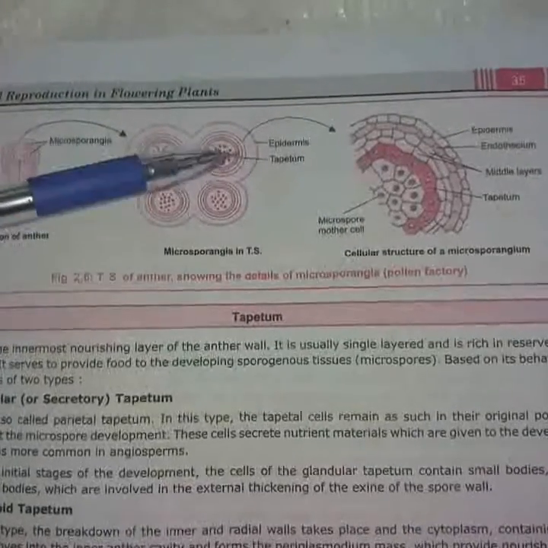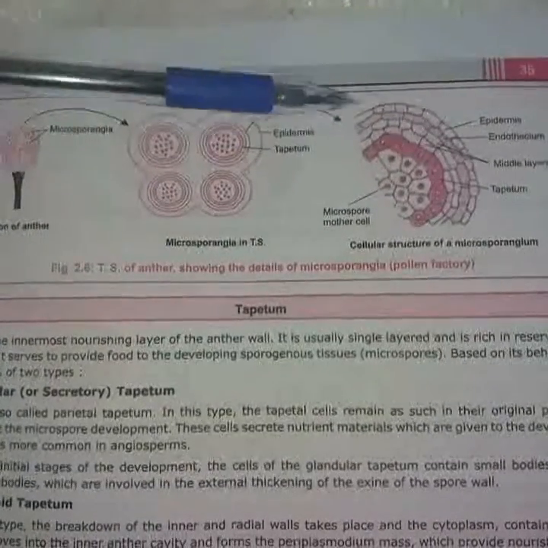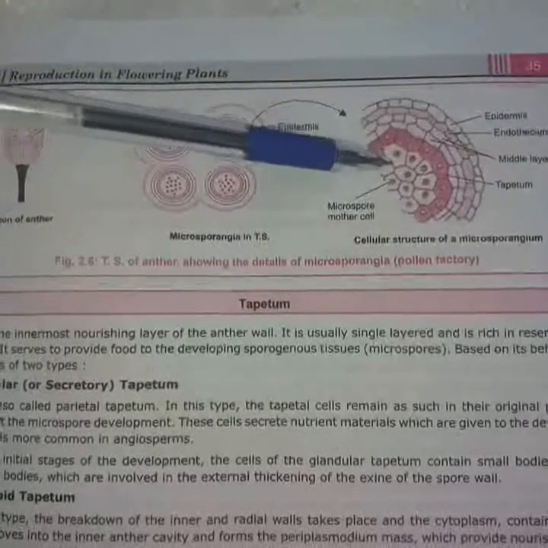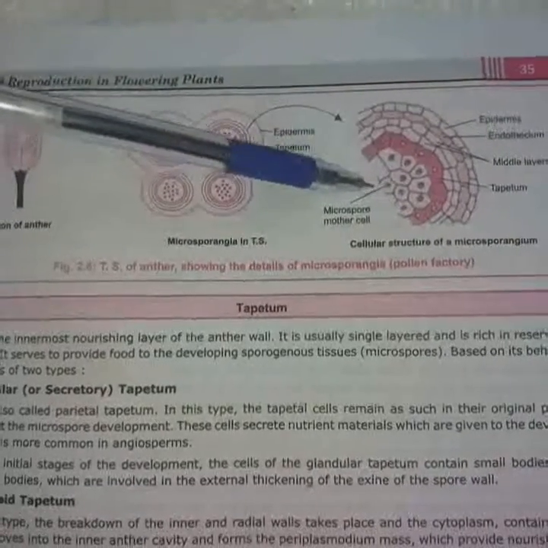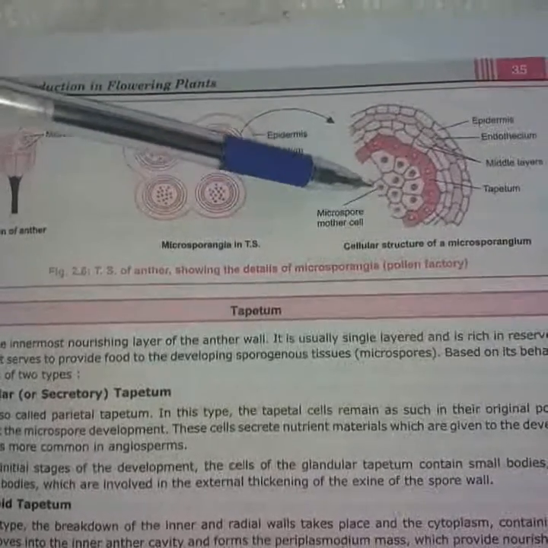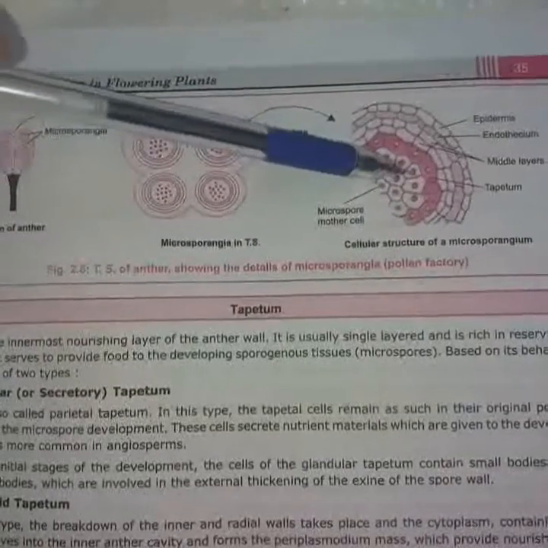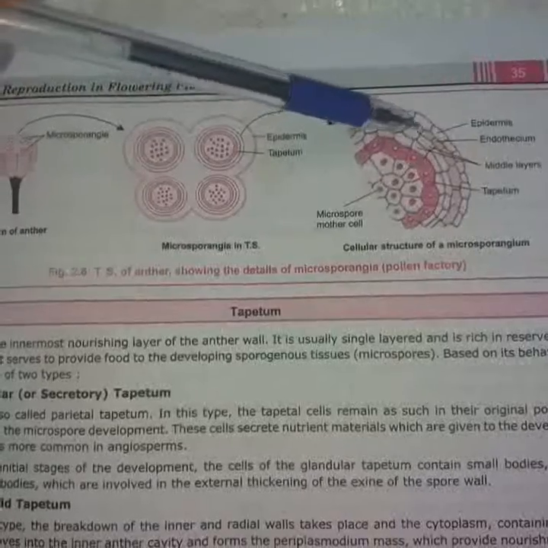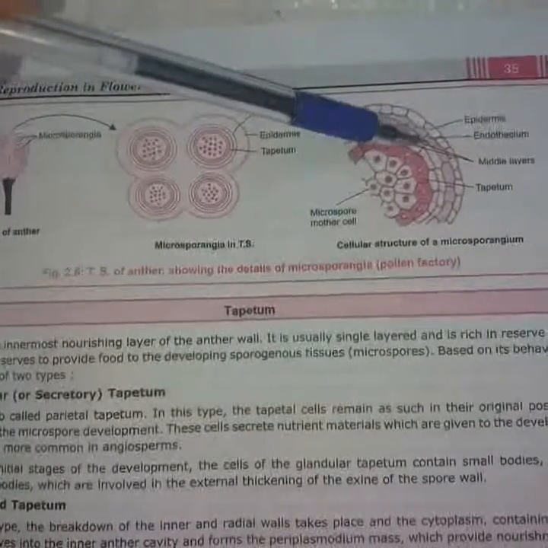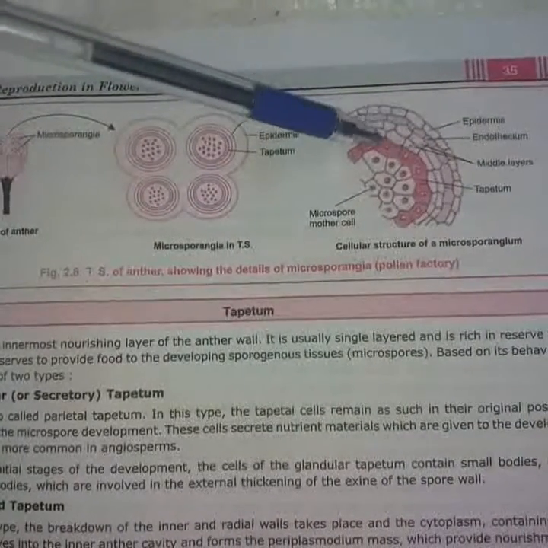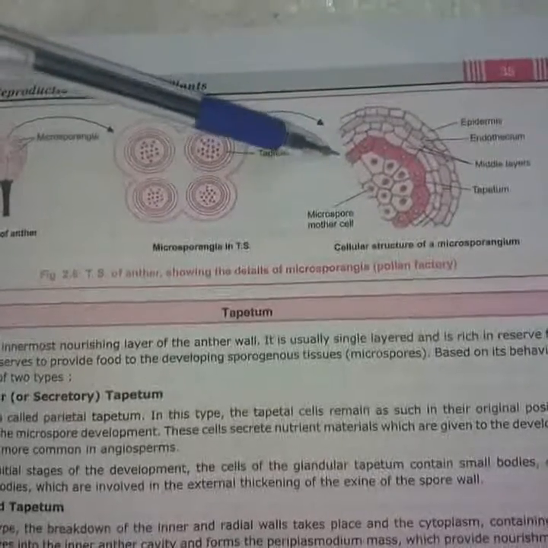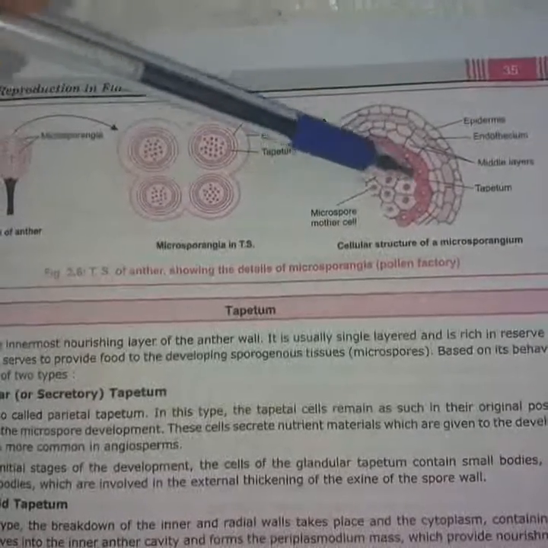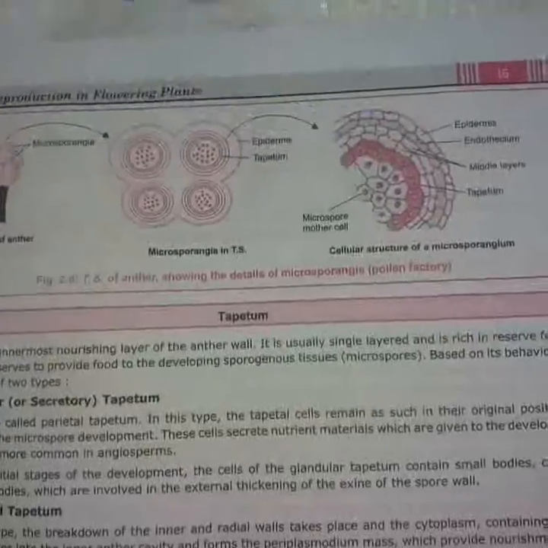The cellular structure of one part is here. These are the microspore mother cells, in the grouped condition. The outer wall is the epidermis, the inner wall is the endothelium, and the middle layer, rich in nutrients, is called the tapetum.